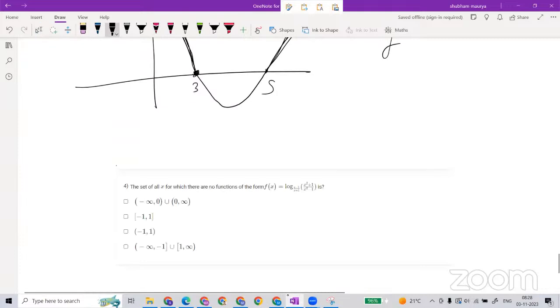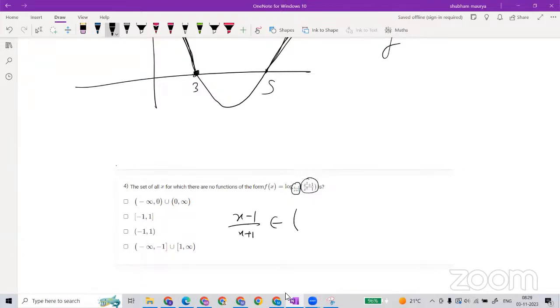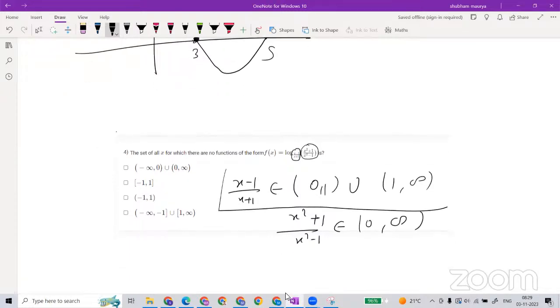So this is the function we have. First thing we have to apply both here and here, because both are variable. That means x minus 1 upon x plus 1 should lie, the output should lie in 0 to 1 union 1 to infinity. And x square plus 1 upon x square minus 1 should lie in 0 to infinity. These two conditions we have to follow. Correct? Yes, sir.